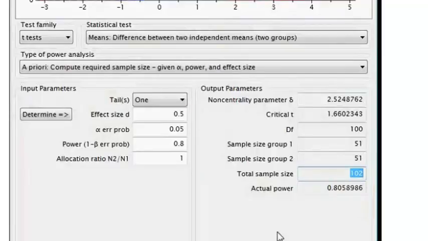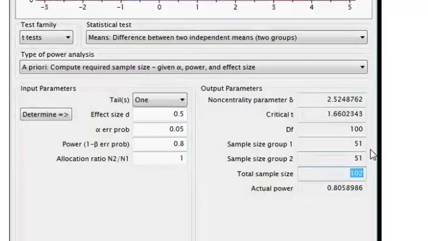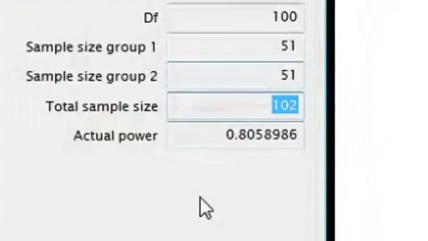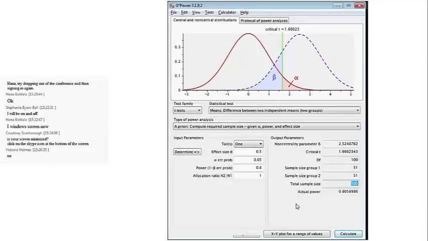Okay? So in other words, if you're going to run a T-test that's going to generate a power of 0.8 and a medium effect size using Cohen's d of 0.5, you should have about 51 people per group minimum. Any questions? No. Good.